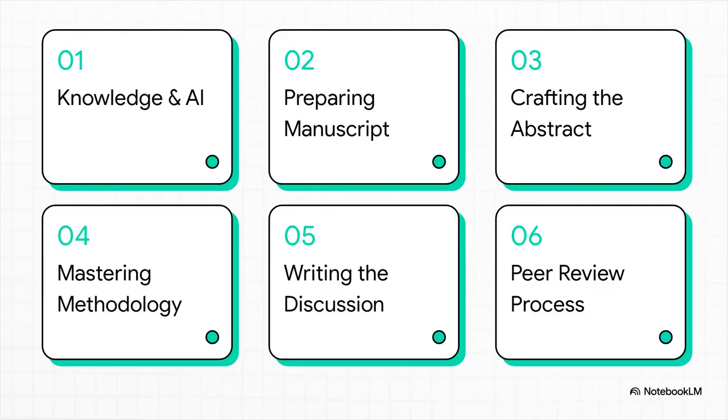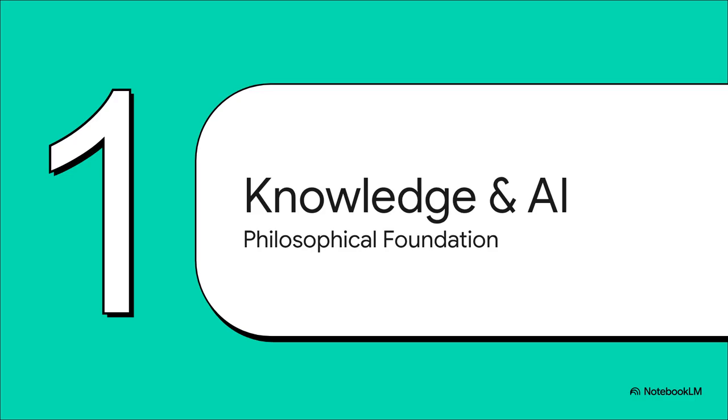So, here's our roadmap for today. First up, knowledge and AI. Then, preparing the manuscript, crafting the abstract, mastering the methodology, writing the discussion, and finally, navigating the peer review process. Number 1. Knowledge and artificial intelligence.